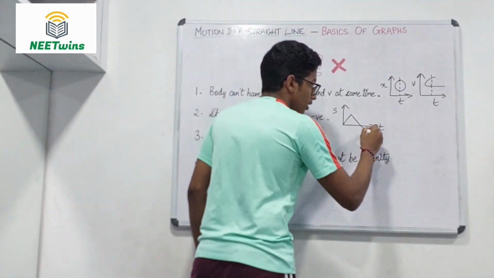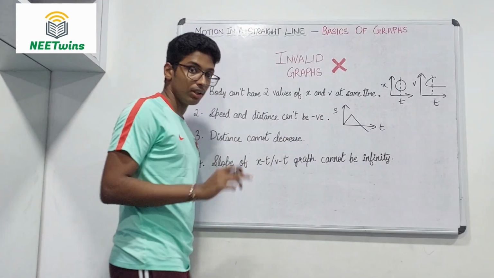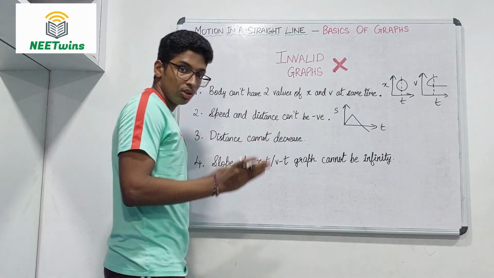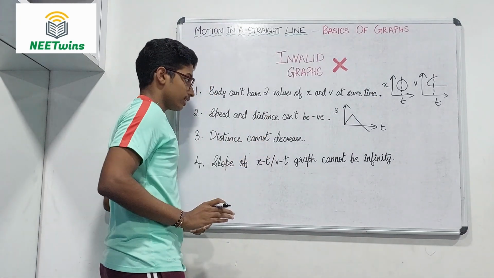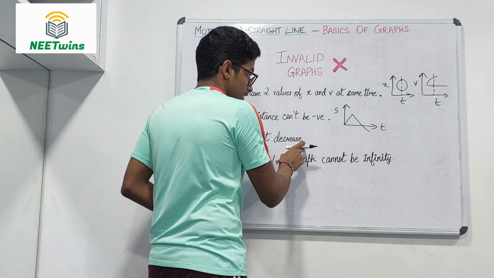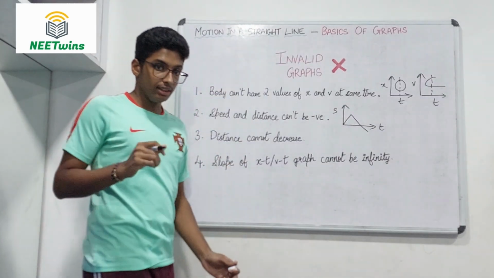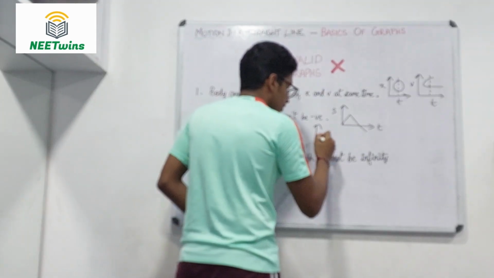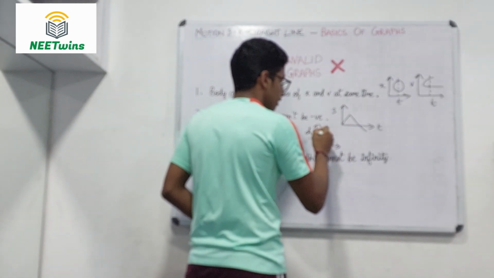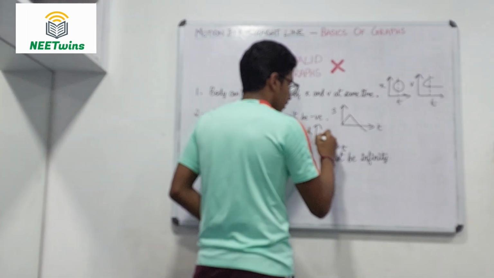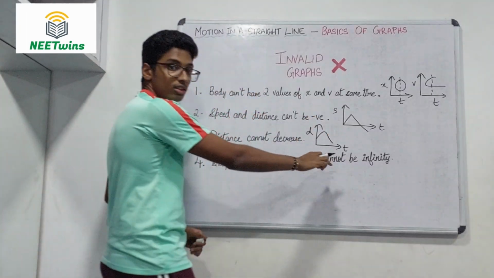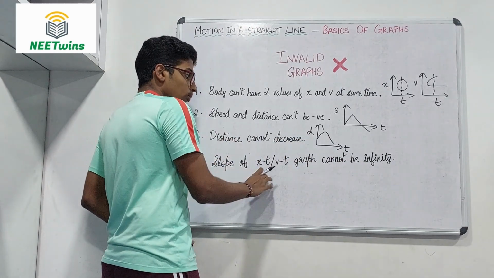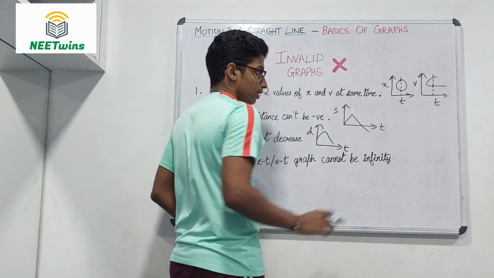A graph of this sort that shows speed to be going negative would be invalid, because we know that speed is always a magnitude. We take the absolute value, it can never be negative, and same for distance as well. Distance can never decrease. Even if we turn and go in the opposite direction, displacement may decrease, but distance always increases. So if you get a graph of this sort, where I am using the symbol D for distance, that shows the distance to be decreasing, even though it's not negative, it will be invalid. The slope of an xt or vt graph cannot be infinity.